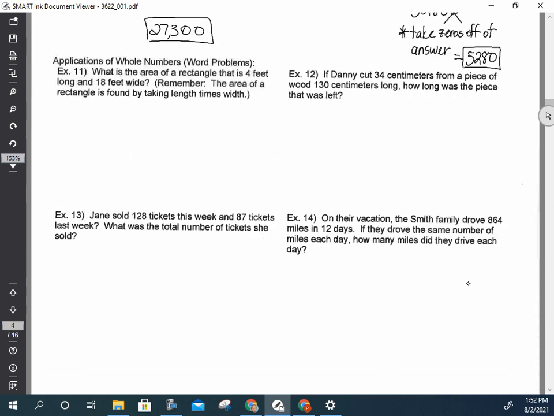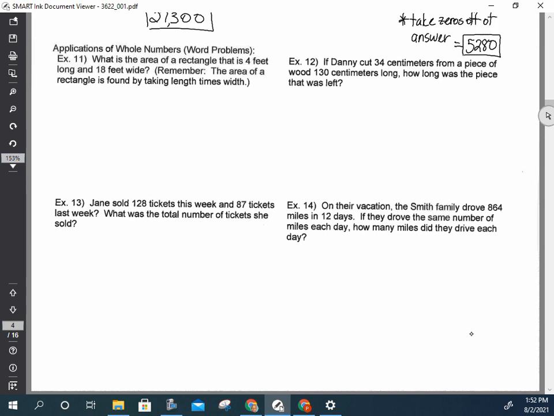All right, so we're going to finish off whole numbers by looking at word problems. Again, word problems are going to happen. The main thing with a word problem is that you have to read it. Read it, interpret the information that is given to you, and then start solving it out.